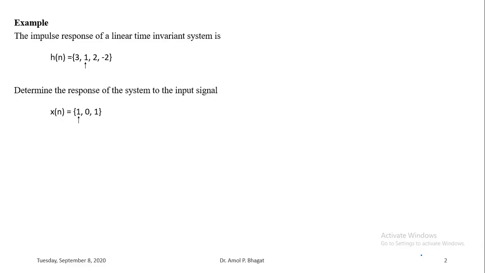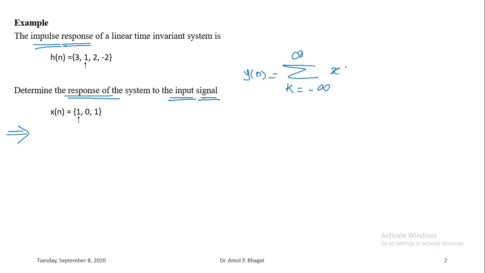Again, we'll be solving this example where we have been provided with two sequences, the impulse response and the input signal. The impulse response comprises four samples, while the input signal comprises three samples, and you have to determine the response of the system. That means you will be identifying y of n by using convolution summation. The formula for convolution summation is the sum over k from minus infinity to infinity of x of k into h of n minus k.